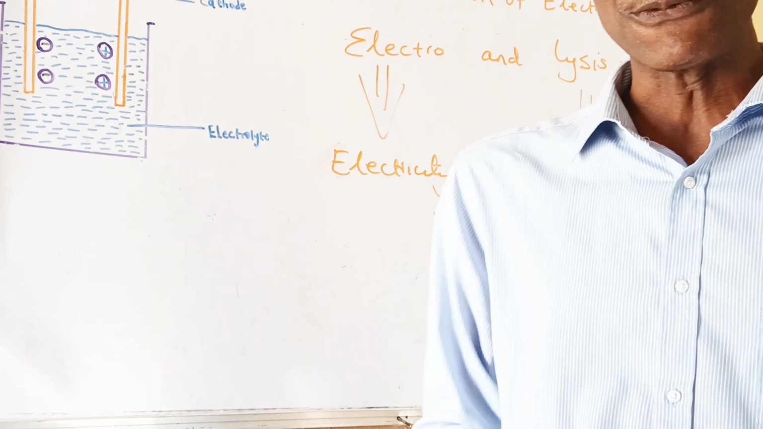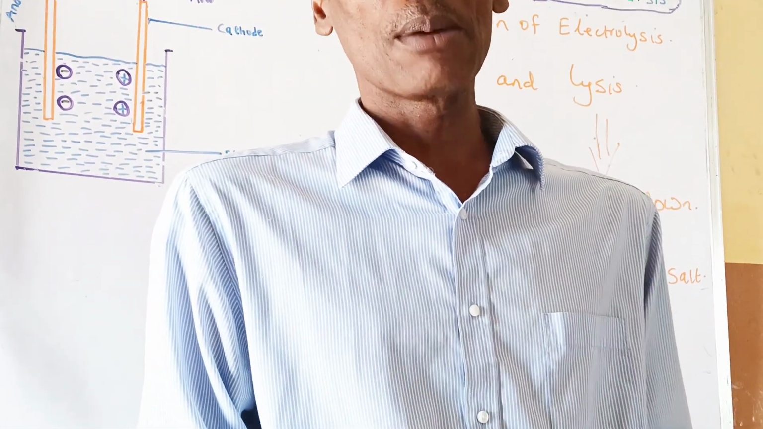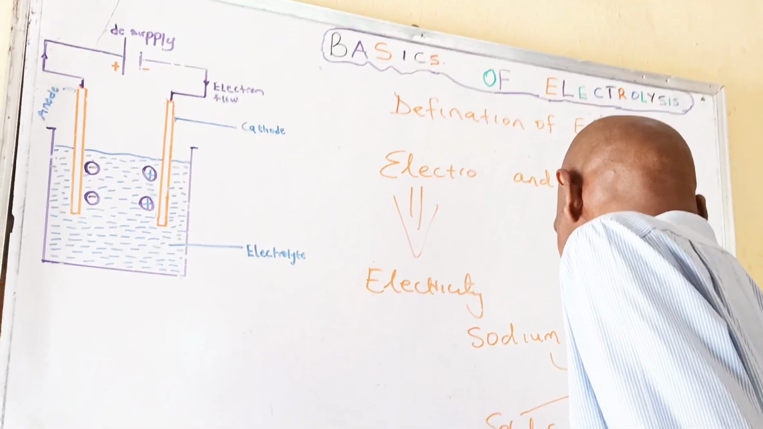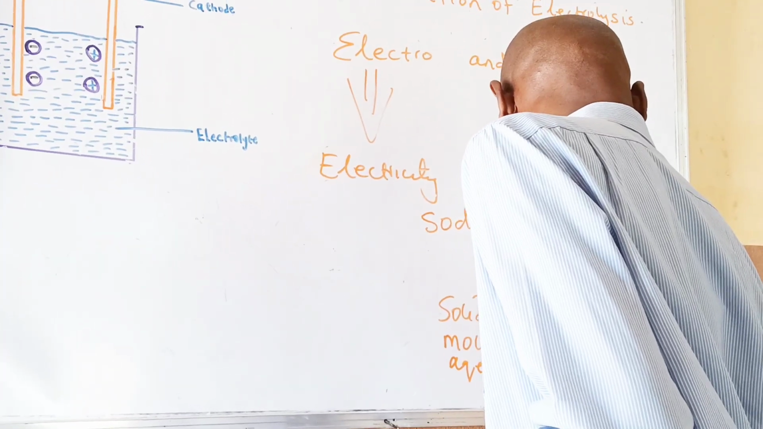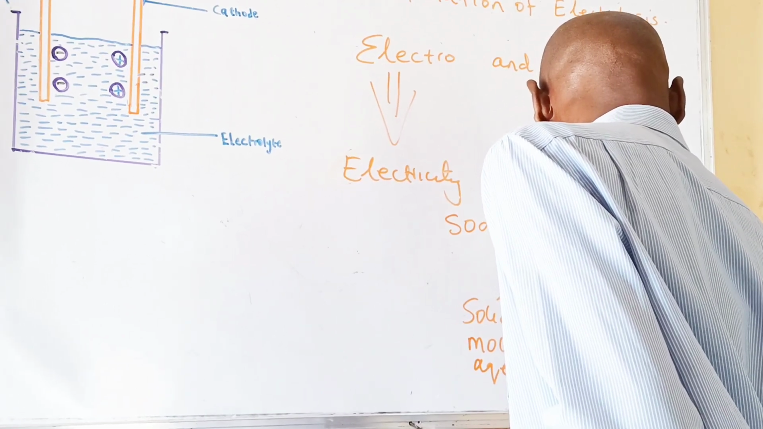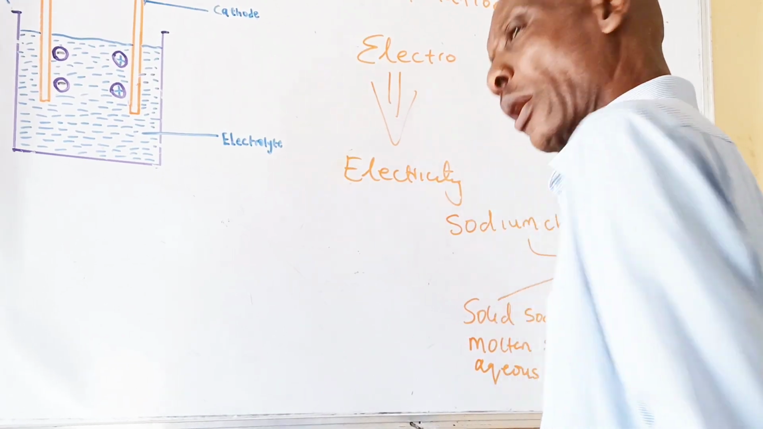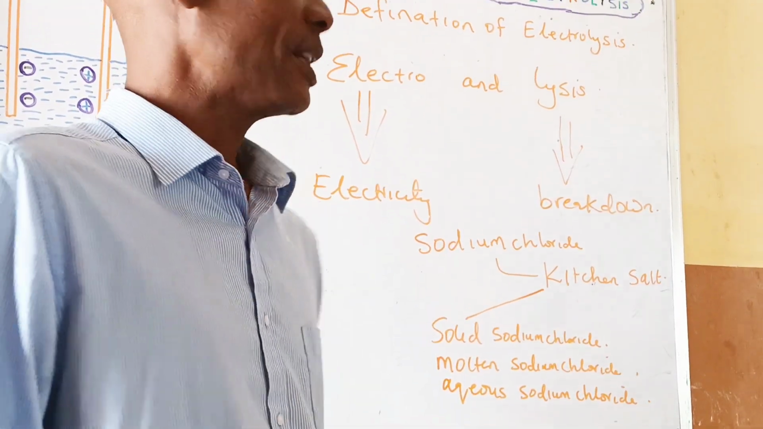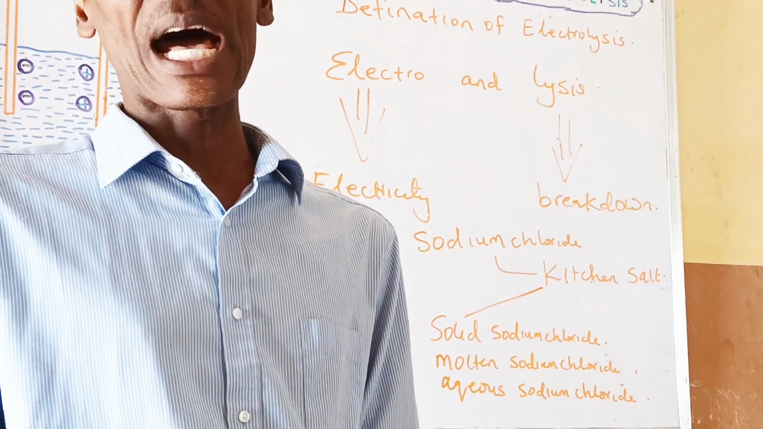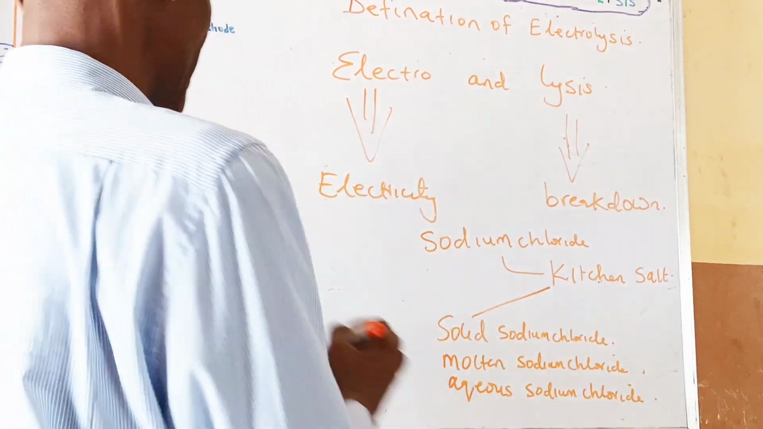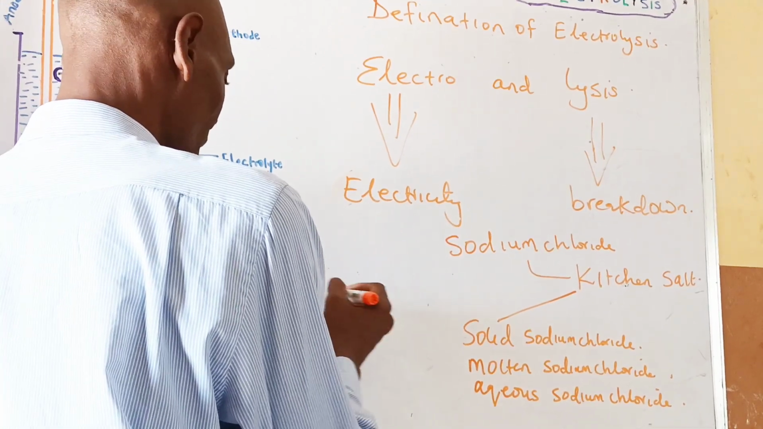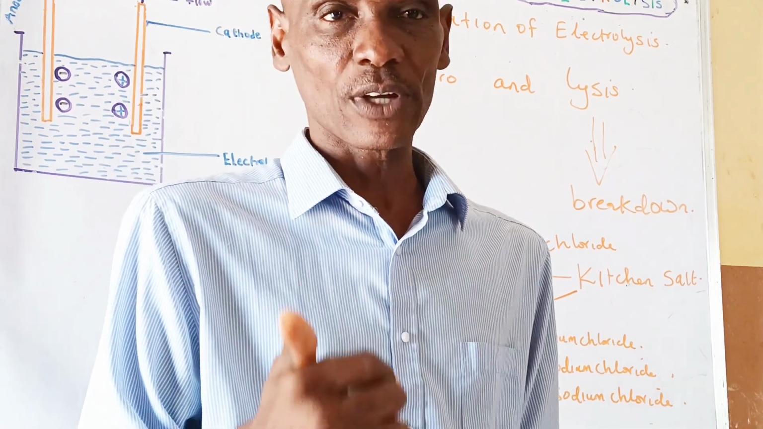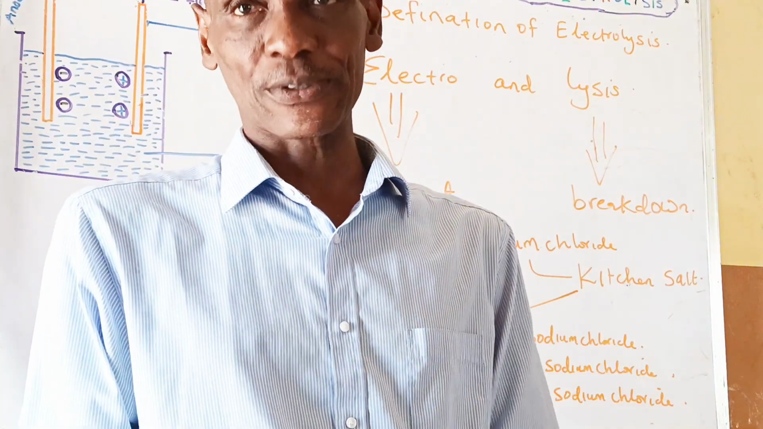Now I can get a third form of my kitchen salt by dissolving it in water. That will be called aqueous sodium chloride. Now, what do these three forms of sodium chloride have in common? These three forms of sodium chloride are composed of positive sodium and negative chloride. Of course, with some differences.